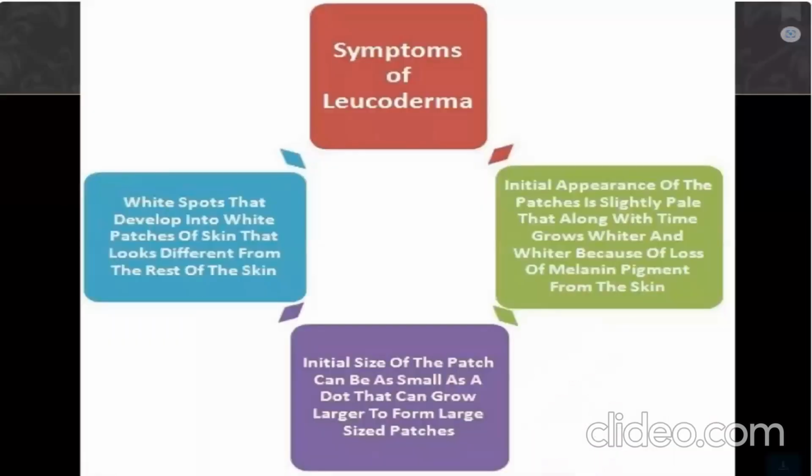Symptoms: white spots that develop into white patches of skin that look different from the rest of the skin. The initial size of the patch can be as small as a dot that can grow larger to form a large patch. The initial appearance of the patches is slightly pale, and with time they grow whiter and whiter because of loss of melanin pigment from the skin.